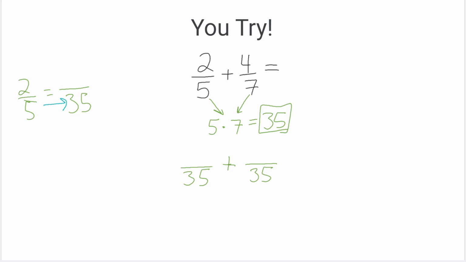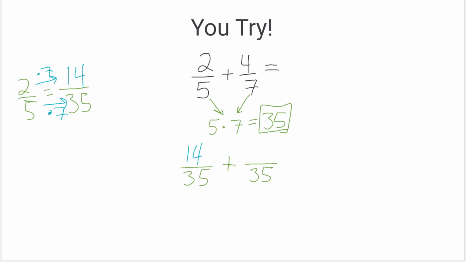And this method that I do is really just a visual way of seeing it. If it helps you, please do the same. Now, we got from 5 to 35 by multiplying by 7. So I need to do the same thing up top. Take that 2 and multiply it by 7. That gives us 14. So that's one of our new fractions. Was 14 over 35.